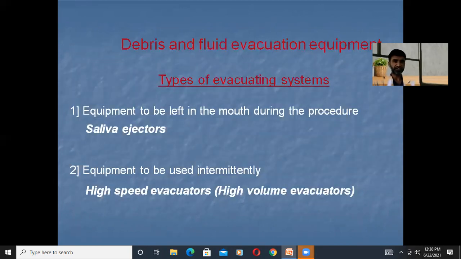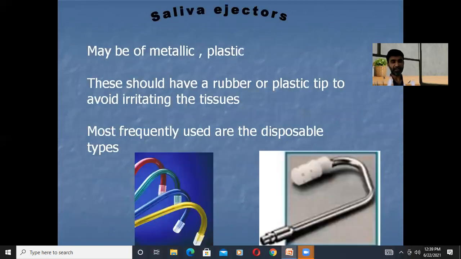Debris and fluid evacuation equipment. Types of evacuating systems: equipment to be left in the mouth during the procedures, such as saliva ejectors, and equipment to be used intermittently, such as high-speed evacuators. And the main one is the saliva ejector.